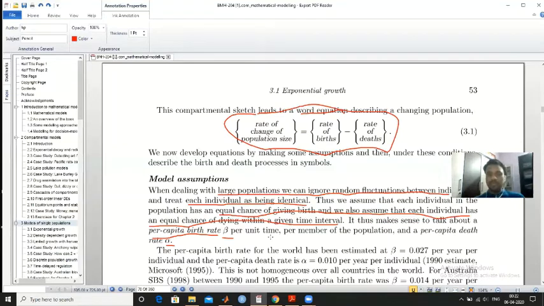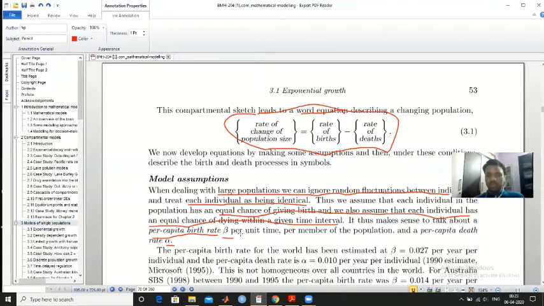Time may be in months, it may be years, whatever. It depends upon your question, it depends upon your situation. If you consider the human population, then time may be in months or years. But if you consider the population of bacteria, then time may be in seconds or hours or minutes. So it depends upon the question and nature of the problem.